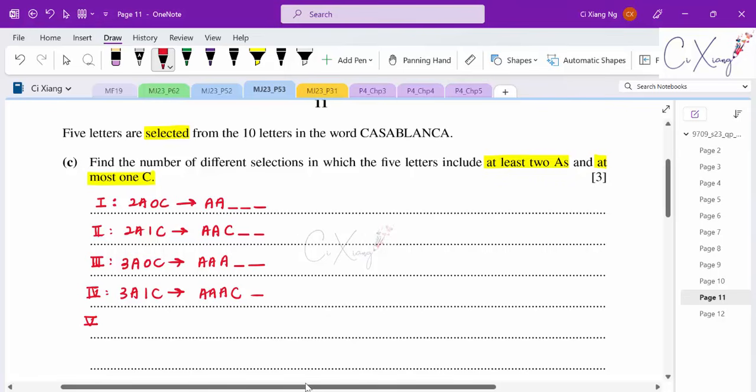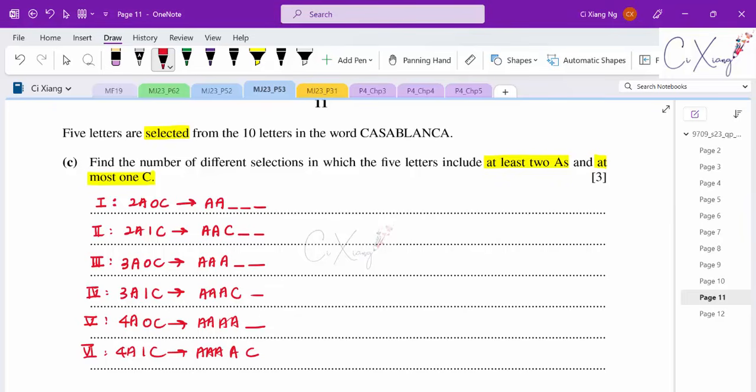So now I increase the number of A again, so it becomes 4A. So I can have 4A, 0C. And then another case is 4A, 1C. Alright? And then after that, if you want to increase the value of A again, cannot anymore because at maximum you're having only 4A. Okay, so I think these are all the possible cases that we have here.